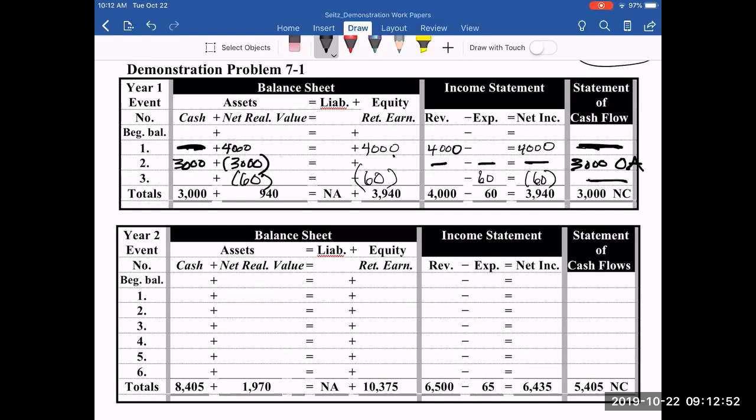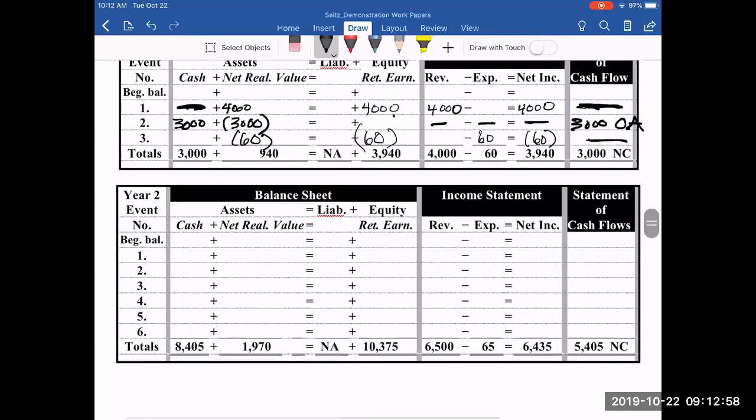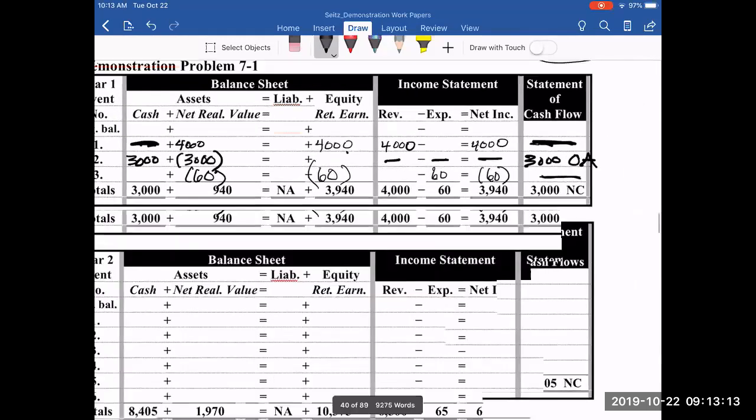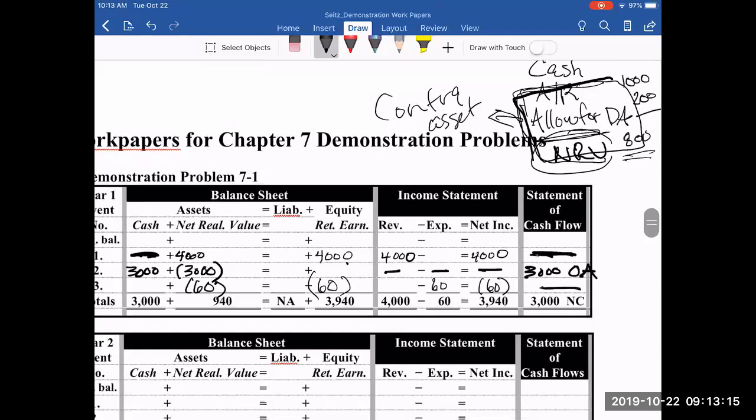So you can see if you add 0 plus 3,000, you're going to have an ending balance of 3,000 for cash. Your net realizable value for your accounts receivable would be 0 plus an additional $4,000 in accounts receivable, less the pay down of $3,000, less what we think we're not going to be able to collect, which would be $60, which again is basically this calculation that I have right here.